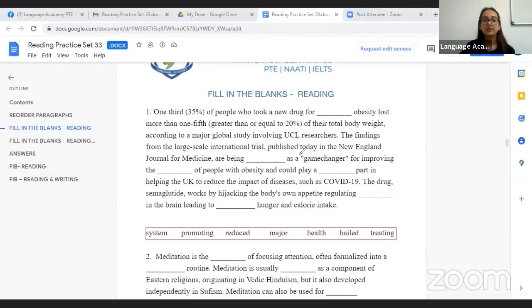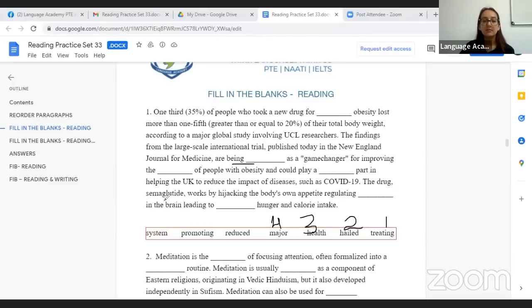All correct answers. The first one is: one third of people who took a new drug for dash obesity. So 4 comes with ing, for treating obesity, lost more than one fifth of their total body weight. The findings from the large-scale international trial are being dash as a game changer. So with being comes the third form of the verb. So are being hailed is the right answer. For improving the dash of people, so we can improve the health of people, and could play a dash part. So play a major role, a major part is how we use the word major, in helping the UK to reduce the impact of diseases such as COVID-19.